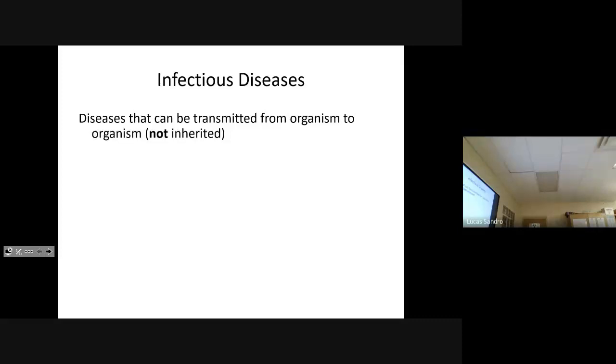And so what we're going to do today by way of introduction is just to talk about 3 different ways we can classify, that we can differentiate infectious disease.